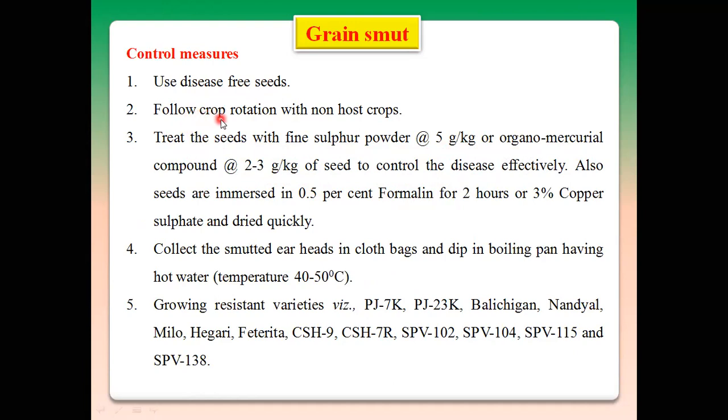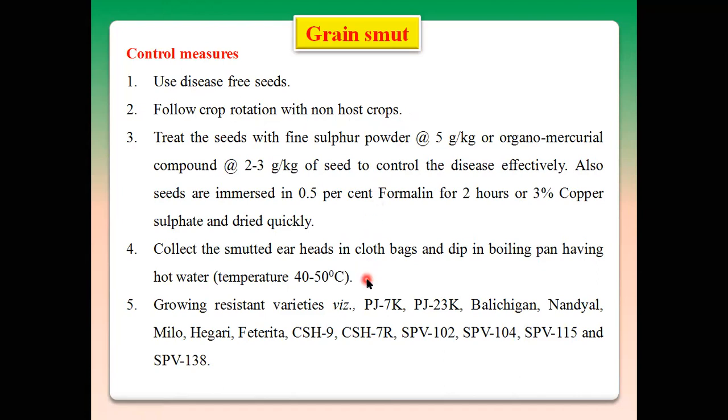Then follow crop rotation with non-host crop, because this pathogen survives in soil or in seed for 2 years up to 10 years. So it is necessary not to cultivate sorghum every year in the same field, year after year.